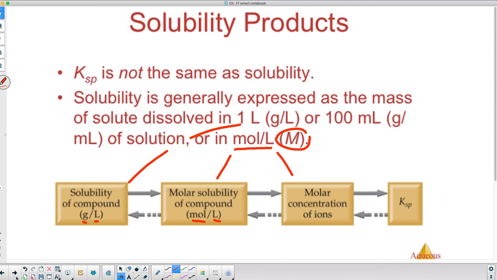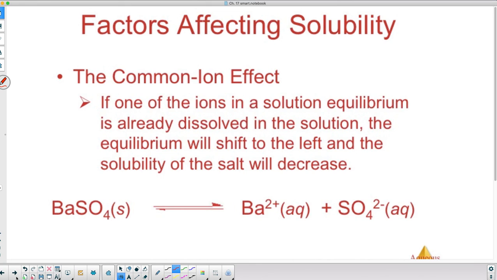That's the last one. The next part of this is factors affecting solubility. The first one is the common ion effect, after that is pH, and then after that is some other stuff with forming complex ions, which we're not going to really talk about. This goes a little bit deeper than we need to.